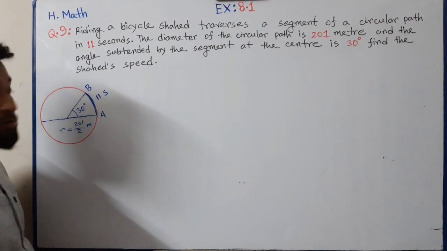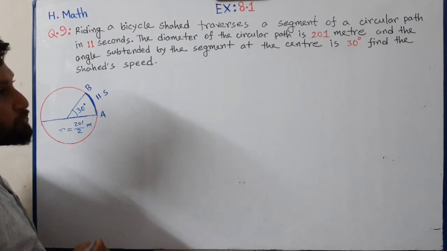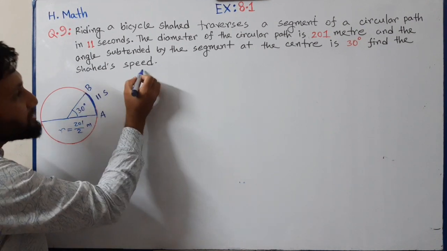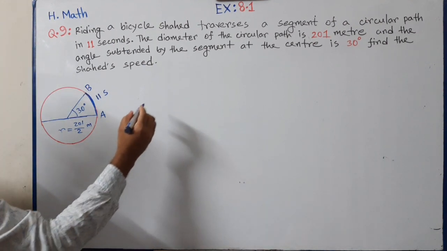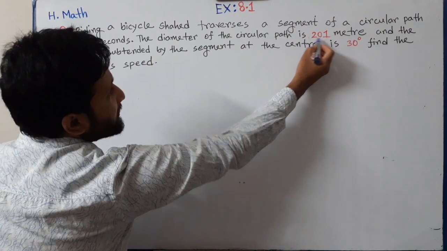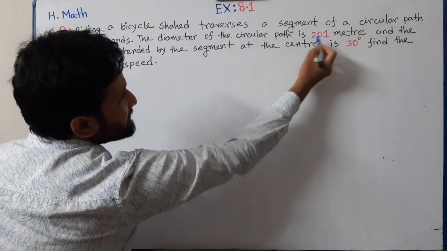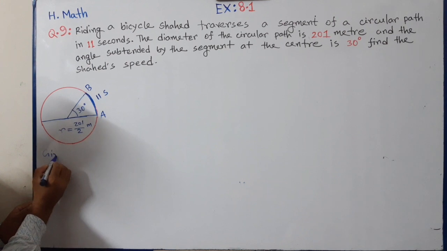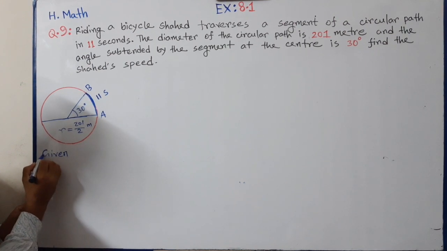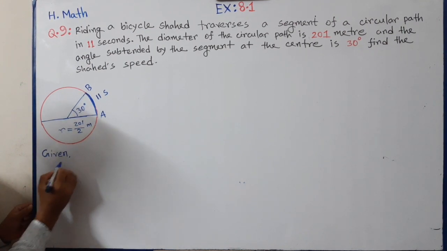Now follow the solution process. We have to identify Shahed's speed. At first, given: the diameter of the circular path is 201 meters.